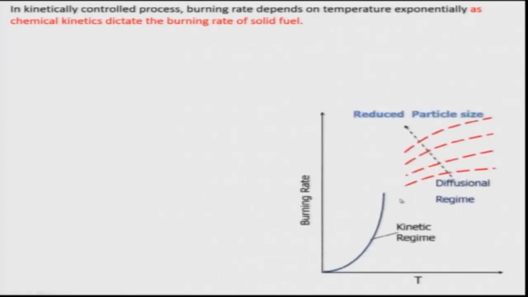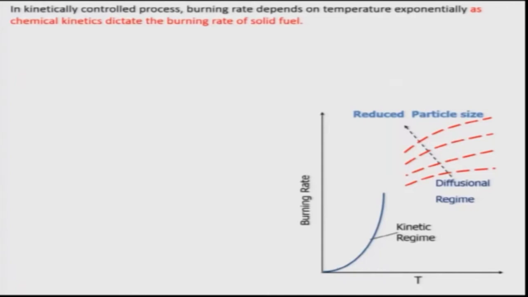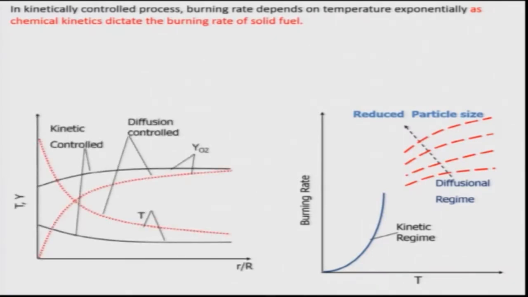That is, this kind of combustion is considered as diffusion control. In a kinetically controlled process, the burning rate depends on temperature exponentially, because the chemical kinetics dictate the burning rate of solid fuel. The time required for chemical kinetics is much larger as compared to the transport of oxygen to the solid fuel. The burning rate changes drastically with the temperature change, and this occurs only when the particle size is quite small and there is very little velocity around the particle surface.